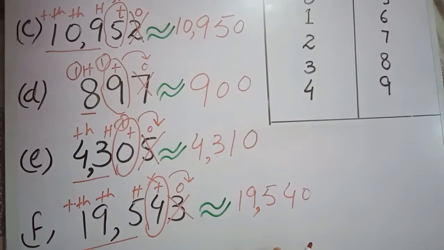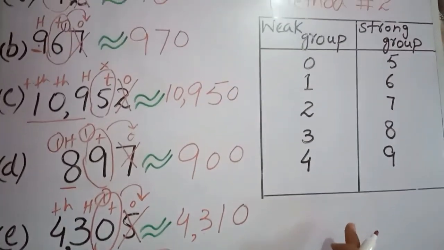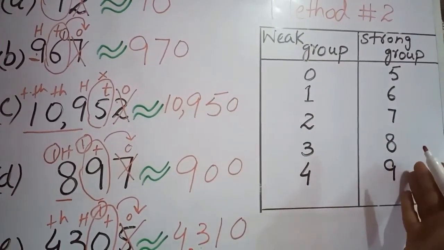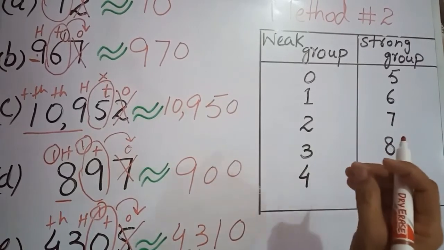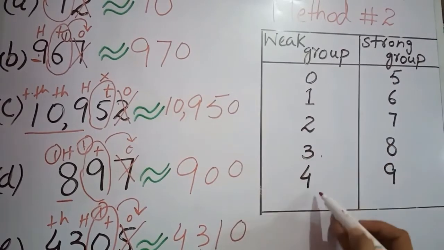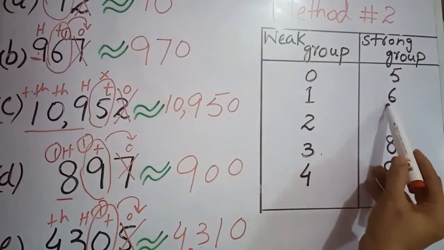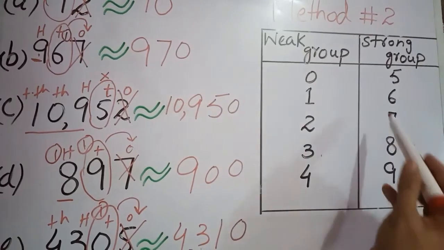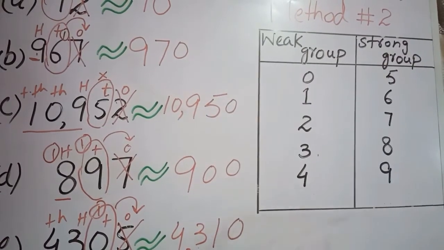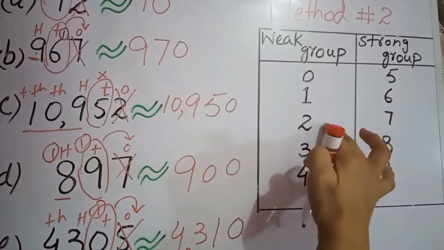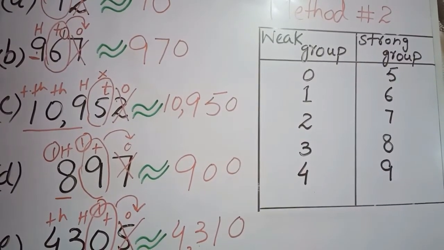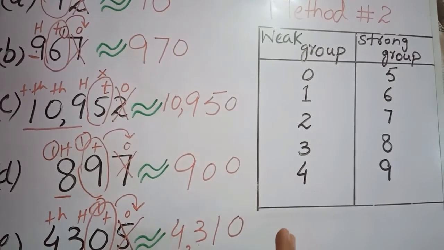It was a very easy method to round off numbers to the nearest 10. In this method you have to use the table. In this table there are two groups, the weak group and the strong group. In the weak group you have 0, 1, 2, 3 and 4, and in the strong group you have 5, 6, 7, 8, 9. In the case of the strong group you have to carry 1 onto the tens place. But in the case of the weak group you will not carry 1 onto the tens place. For the simplest and easiest way, you have to use method number 2.